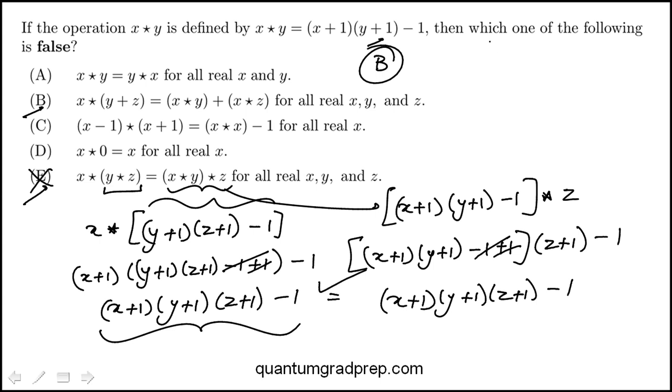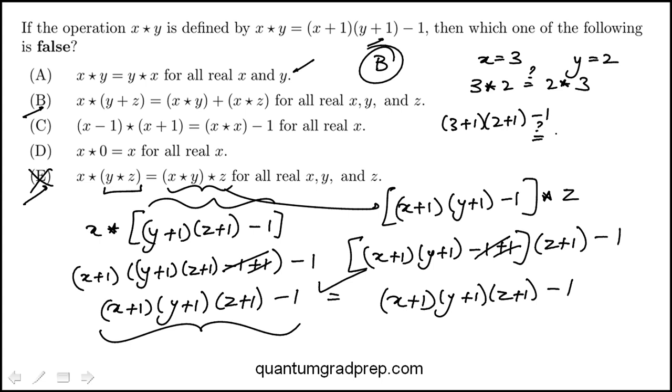If you're doing it with numbers, let's say you pick x equal to 3, y equal to 2, and then you check, is 3 star 2 equal to 2 star 3? So that would be 3 plus 1. Essentially, you'll be computing, and you're checking, is that equal to 2 plus 1 times 3 plus 1 minus 1. And you'll see these would be equal, because this would be 11. This would be 3 times 4, 12 minus 1, 11.